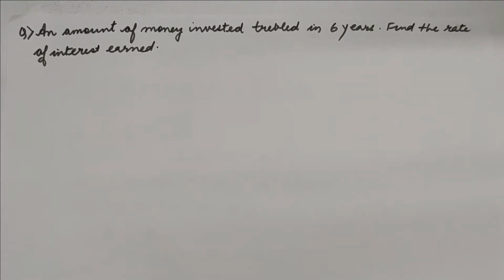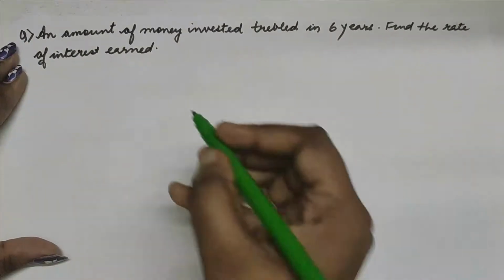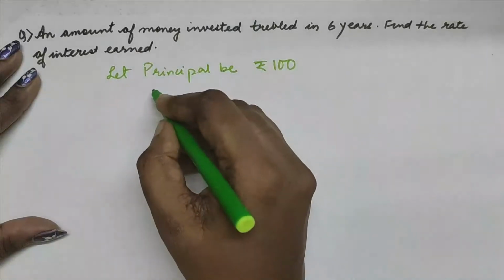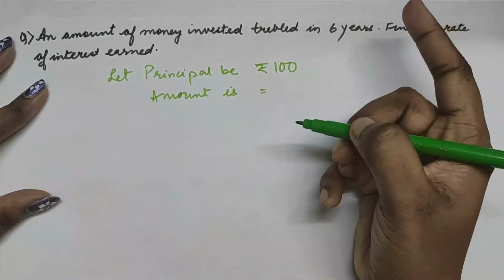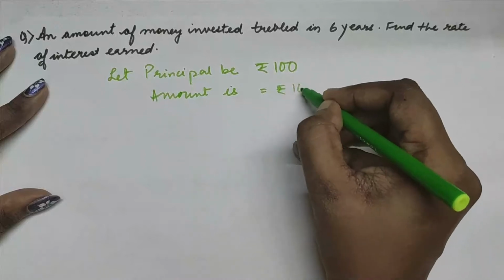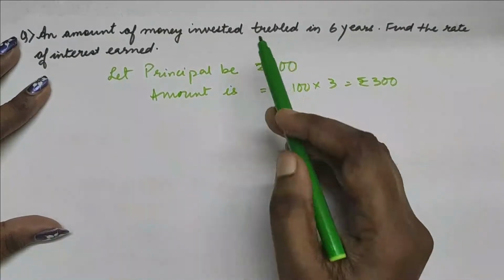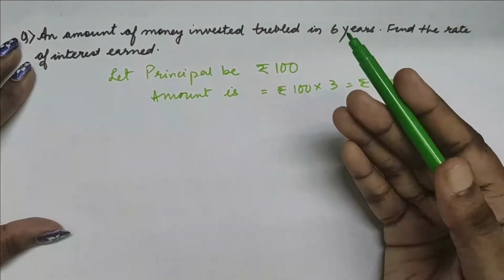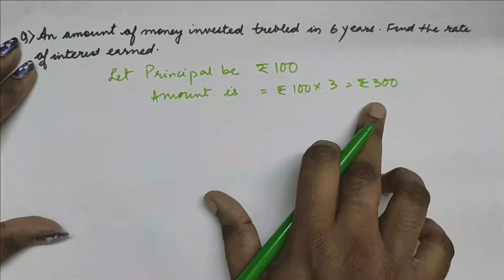An amount of money invested trebled in 6 years. Trebled means it becomes 3 times. Find the rate of interest earned. So let us assume here that the principal is 100. If we say that the amount has trebled, then the amount is 3 times of P, so that is rupees 100 into 3, that is rupees 300. As the word trebled is written, sometimes it may be doubled or 4 times. So just read and understand. So amount will become 300.